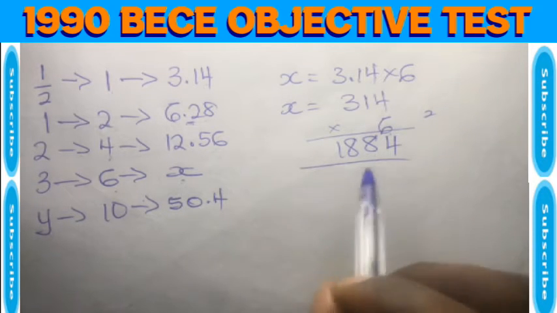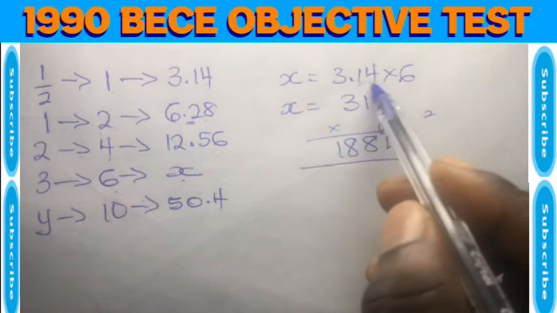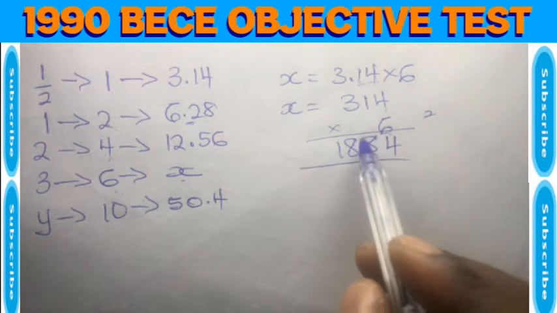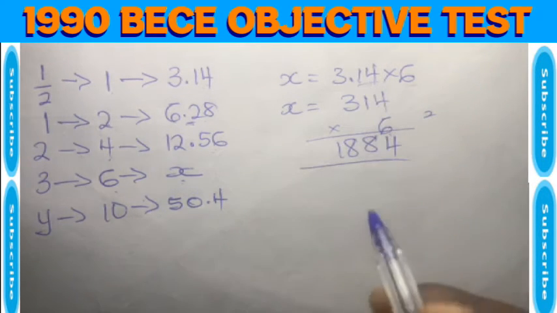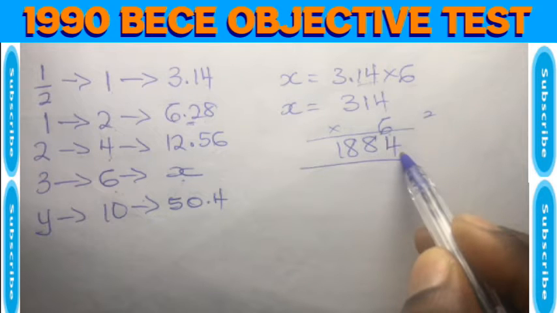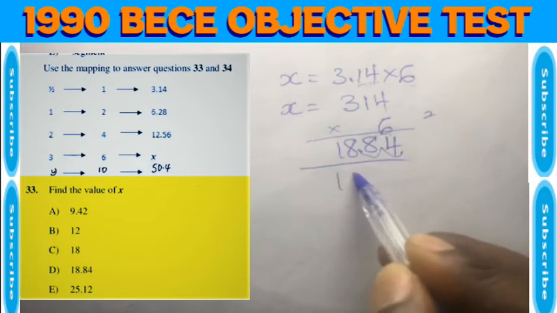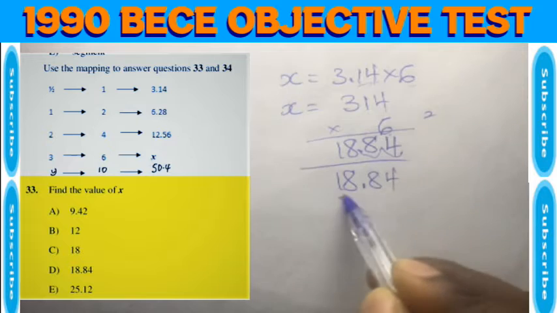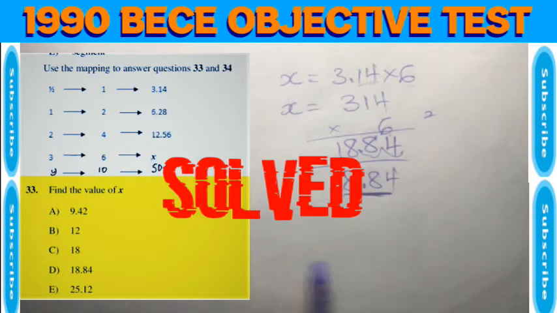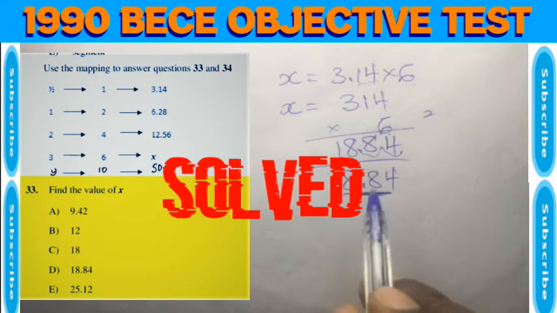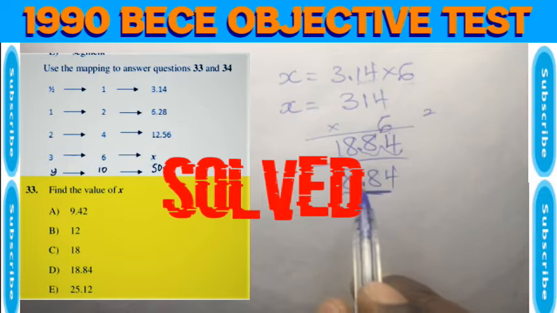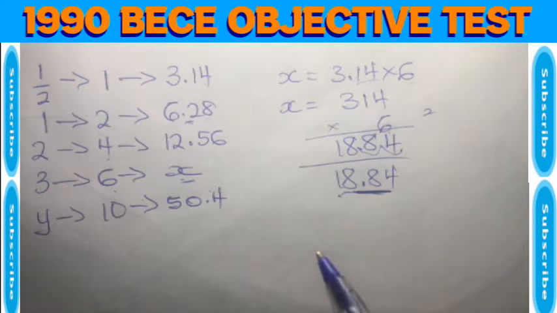So let's apply the number of decimal places. Over here, we had 2 decimal places. We had no decimal place over here. So in sum, we have 2 decimal places. So we apply the decimal places by moving 2 times to the left. 1, 2. So we have it to be 18.84. And this is the value of x from the mapping over here. So x is 18.84. We are done with question 33. Let's now take a look at question 34.